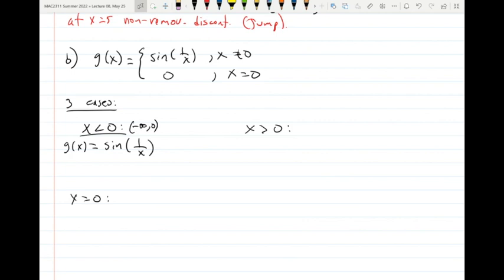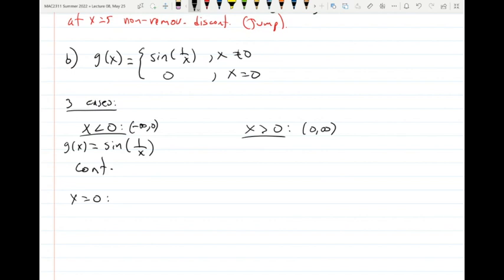Are we concerned about 0 in this case? No, we are to the left of 0. We are less than 0. You are looking at negative numbers only in this case. Our concern is not 0. We will worry about 0 later. We are not worrying about 0 right now. So this is a fine function. The composition is fine. So this is continuous. Nothing to do.